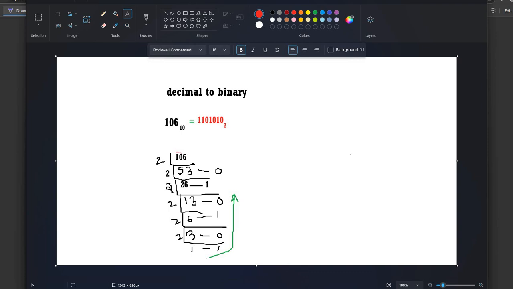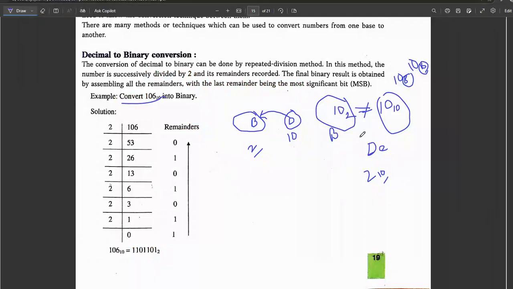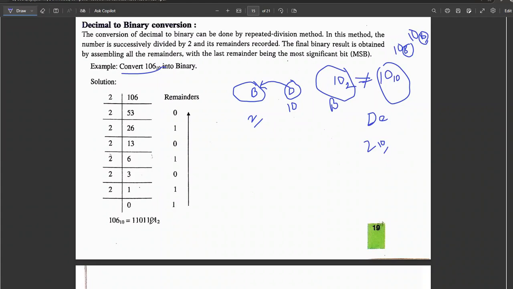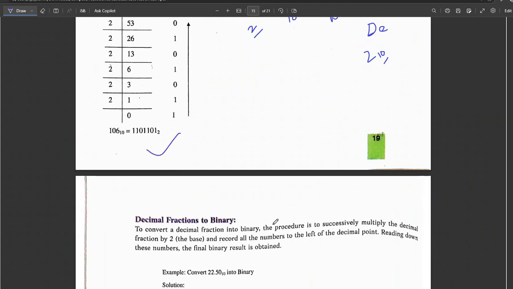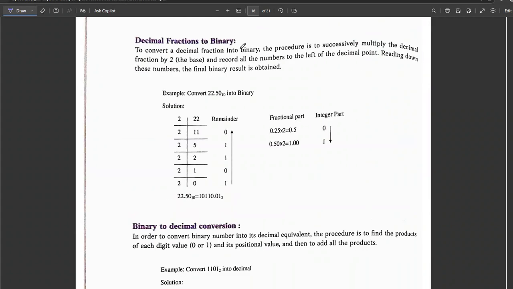Then we'll go to this. What I got is 1101010, that's the answer, this is correct. Then decimal fractions to binary. When there are fractional numbers, how can we convert them? Suppose this is 22.50, we'll try to convert this as well. Here there is a slight mistake, this line is incorrect because we have only .50. Okay, so this is correct.